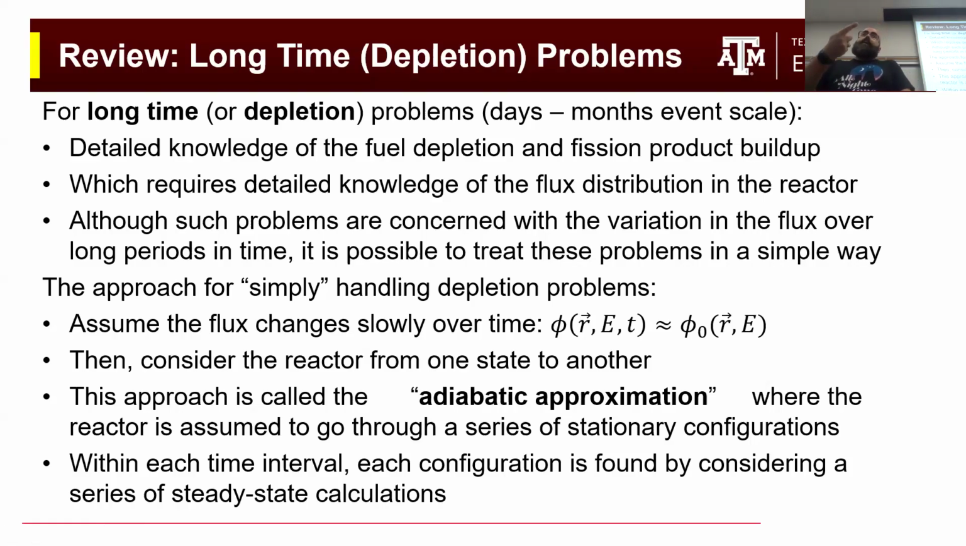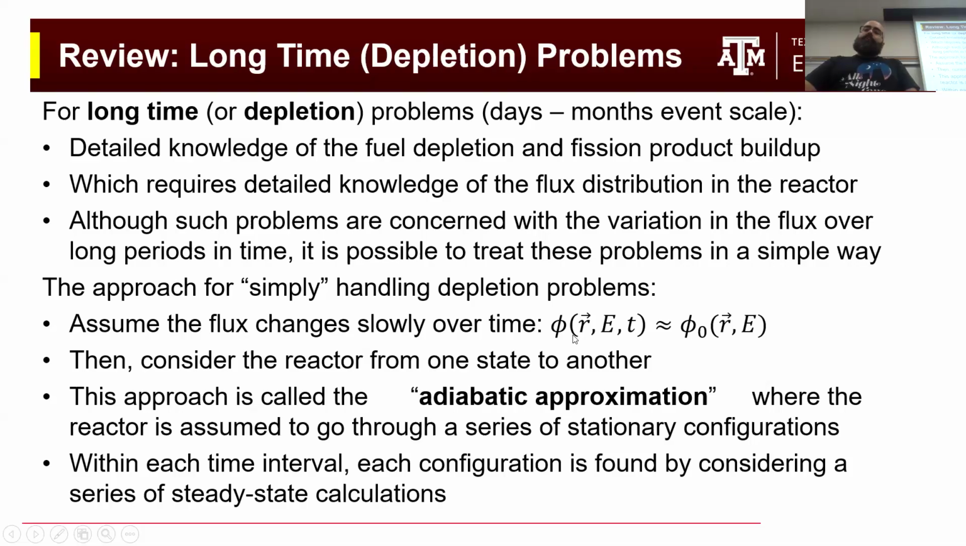So the flux changes as the nuclides in our reactor change, and that complicates our calculations because if you want to know what your nuclide concentrations are, they depend on the flux, but the flux also depends on the nuclide concentrations. So the flux and the nuclide concentrations are coupled in that sense. And the simple way that we can handle depletion problems is by assuming that our energy dependent scalar flux changes slowly over time.